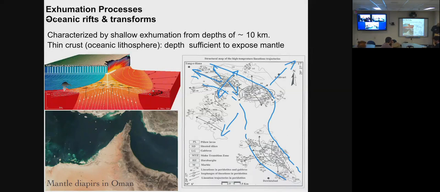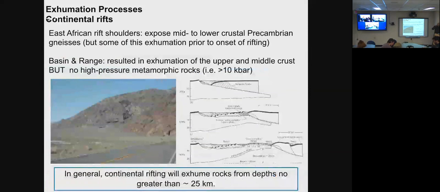The rocks, though, that have been exhumed in the process, we cannot exhume more than the actual thickness of oceanic crust. So we've got a maximum limit there. In continental rifts or extensional zones, such as in Death Valley, for example, or the East African Rift, we'll have the opportunity to expose deeply buried rocks, but usually not greater than 25 kilometers depth. That's controlled essentially by the geometry of the normal sense detachment, okay?